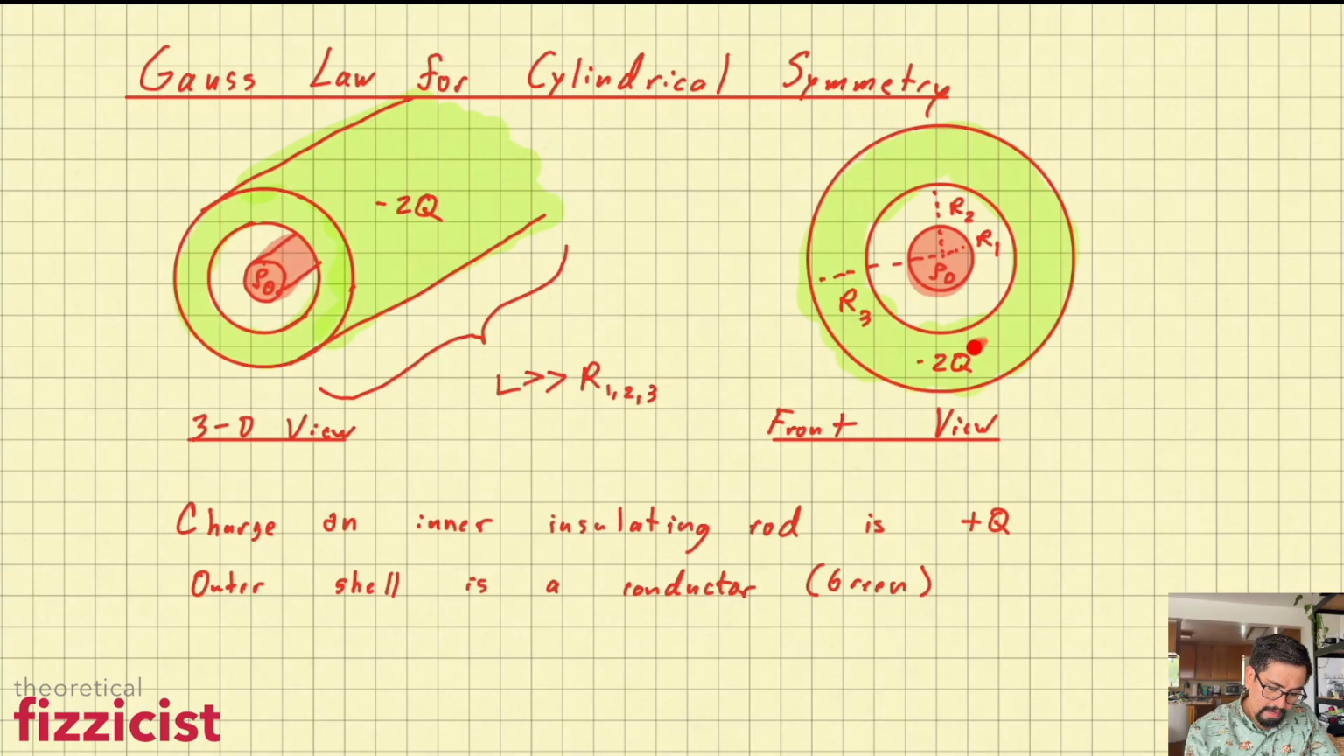So I have told you that this outer conducting shell, this metal shell if you want to imagine, has a total charge of minus 2q. However, I haven't told you where that charge is distributed. Is it distributed on the inner surface? Is it distributed on the outer surface?